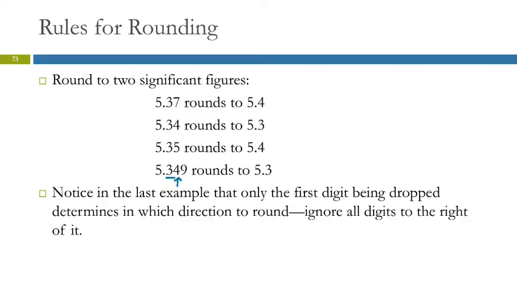That's less than 5, I round down. So this rounds to 5.3, not to 5.4. 5.35 rounds to 5.4, but this does not. Any questions?